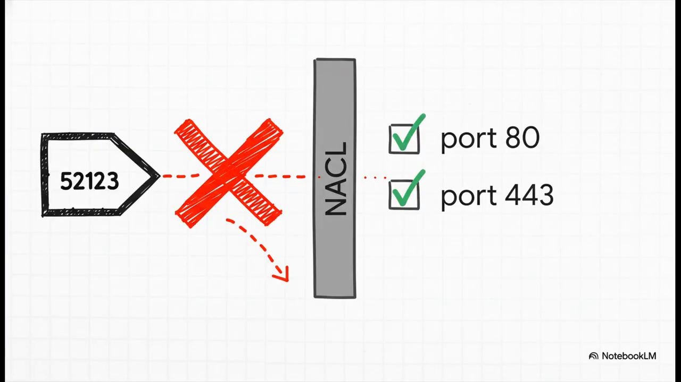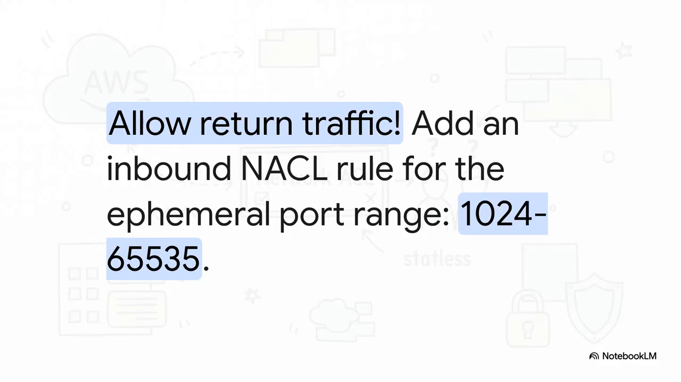The response packet comes flying back to your subnet, and the stateless NACL stops it at the door. It checks its list of inbound rules, but your rules only say allow ports 80 and 443. The NACL sees this packet trying to get to, say, port 52123, doesn't see a rule for it, and just drops it, blocked. It has absolutely no idea this packet is part of a conversation your instance started just a second ago. So how do we fix this?